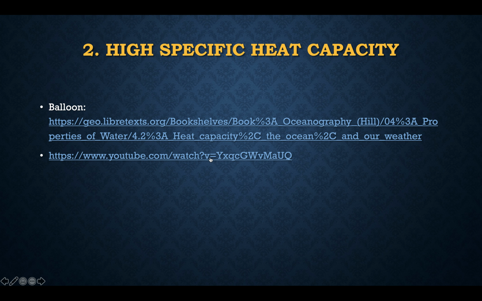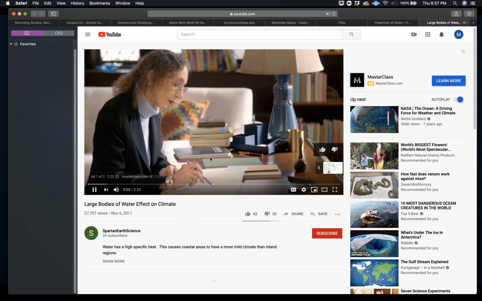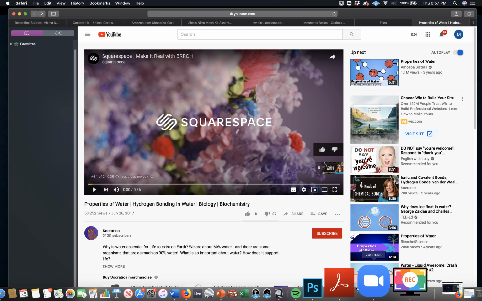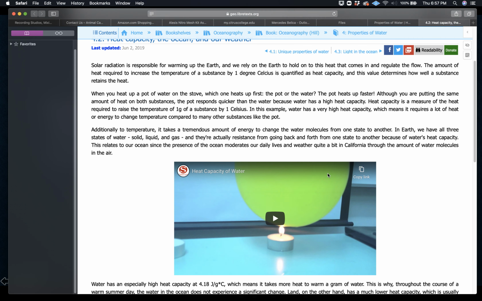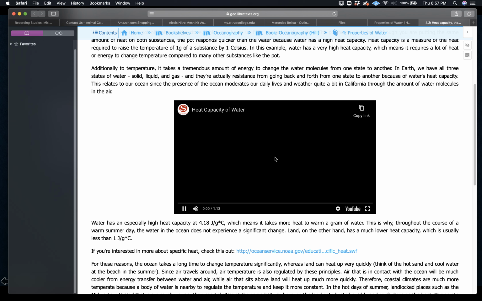Okay, so let's have a look. There's this balloon experiment that demonstrates the great property of water's high heat capacity.